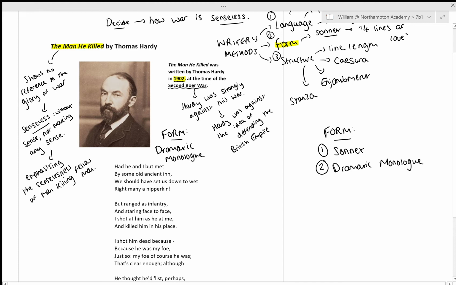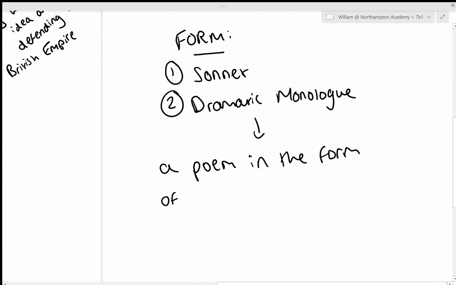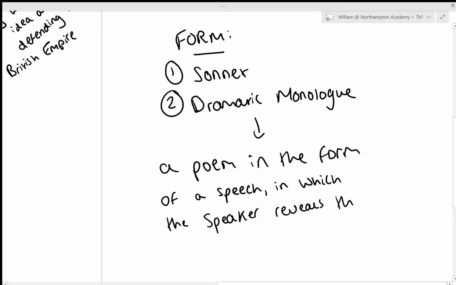Now, a dramatic monologue is a poem in the form of a speech. So let's just write this definition down. You can do that with me. A poem in the form of a speech in which the speaker, so whoever is narrating the poem, reveals their thoughts and feelings.